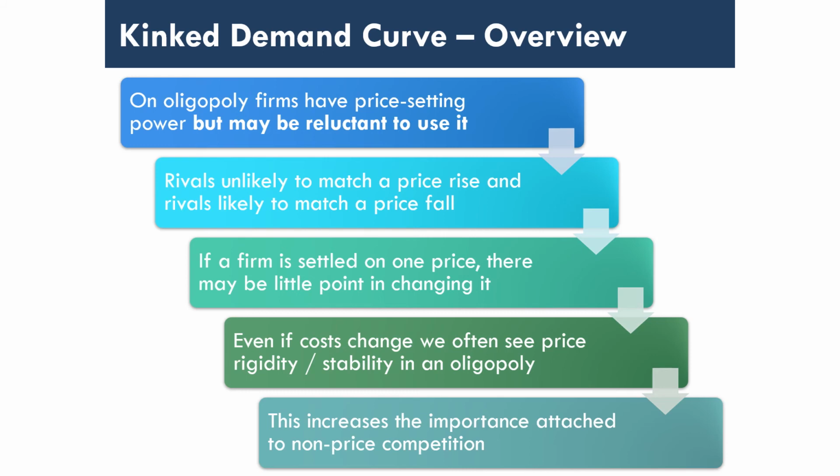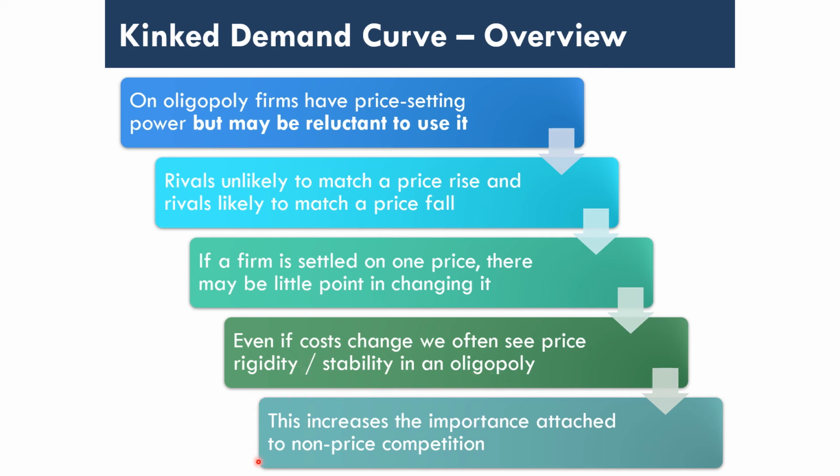So a quick summary here. Oligopoly firms may have price setting power, downward sloping demand curves and differentiated products, but they may be reluctant to use that power. Why is that? It's because rivals are unlikely to agree with us to raise prices unless they're acting collusively, and we've assumed here we're not colluding with the other firms. And if we cut our prices, rivals are likely to match a price fall. So it tends to suggest that firms will settle on one particular price and there's little point in changing it. Even if costs change, we often see price rigidity, stability in an oligopoly.